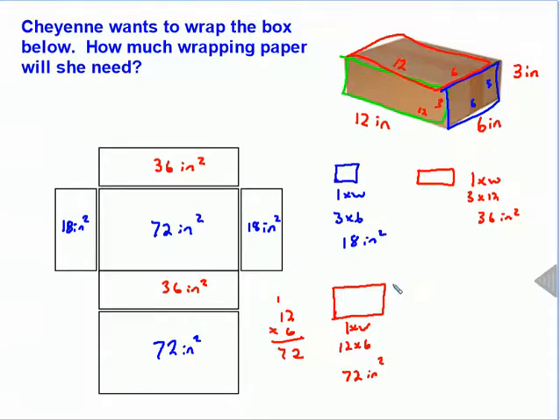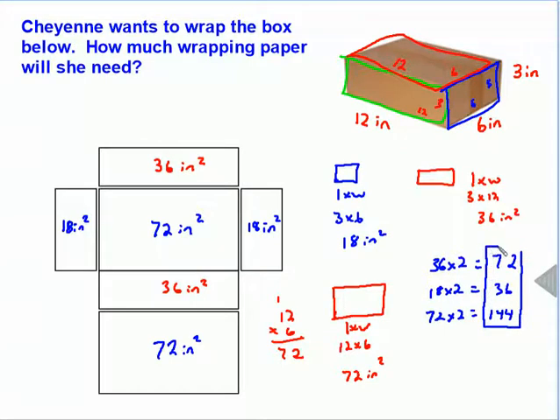So we have 72 inches squared here and 72 inches squared here. Now all we have to do to find this out, we can do this two different ways. We could multiply 36 by 2, and that's going to give us 72. And we can multiply 18 by 2, and that's going to give us 36. You can add that out for yourself. And then we can take 72 times 2, because we've got 2 of each one of these sides, right? 72 times 2 is going to be 144. And then we can add all of them together.